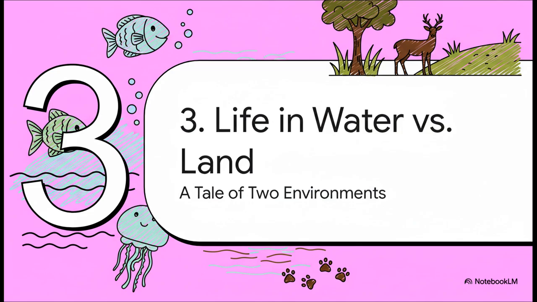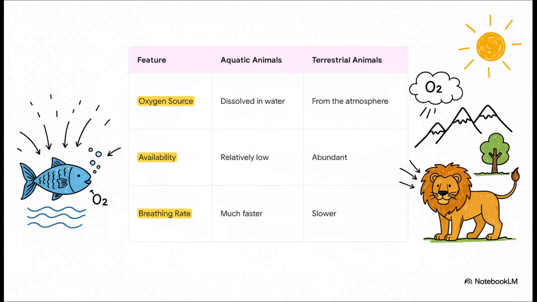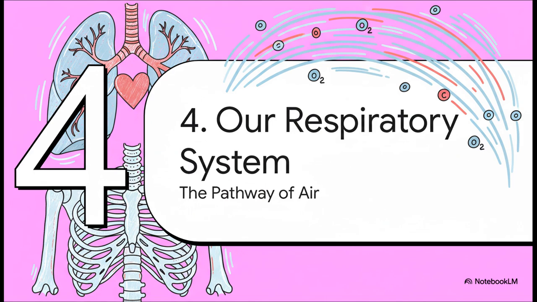And things get a little more complex when we compare animals that live in two completely different worlds, water and land. This table here shows a really fascinating contrast. Let's look at the oxygen availability row. For aquatic animals, like fish, the oxygen is dissolved in water, and there isn't that much of it. But for terrestrial animals, like you and me, the air in the atmosphere is full of oxygen. Now, this one single difference has a huge impact. Just look at the breathing rate. Because there is less oxygen available, a fish has to breathe much, much faster just to get the oxygen it needs.